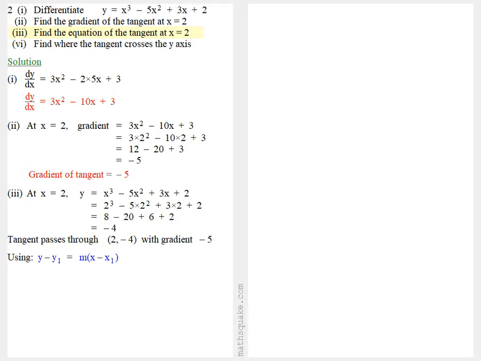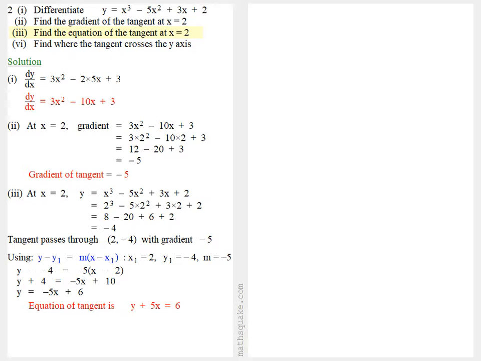So using the equation of the line y minus y1 equals m into x minus x1, we've got x1 is 2, y1 is minus 4, and the gradient is minus 5. So y take away minus 4 equals minus 5 into x minus 2. Or y plus 4 equals minus 5x plus 10, or y equals minus 5x plus 6. So the equation of the tangent can be written y plus 5x equals 6.